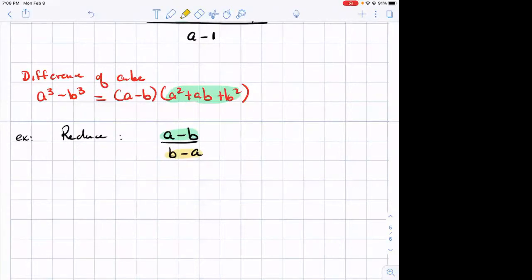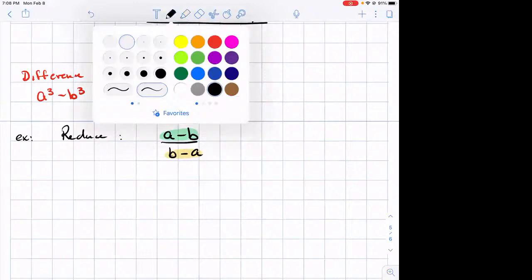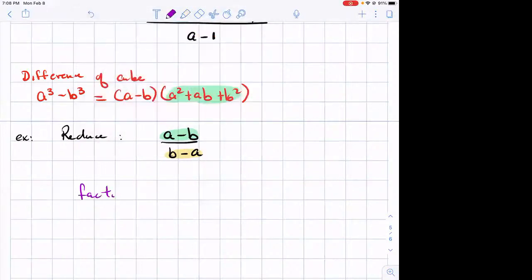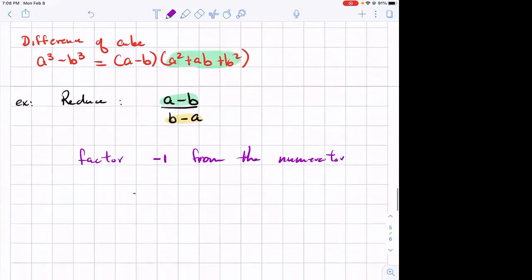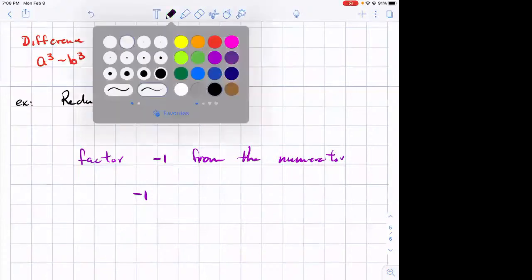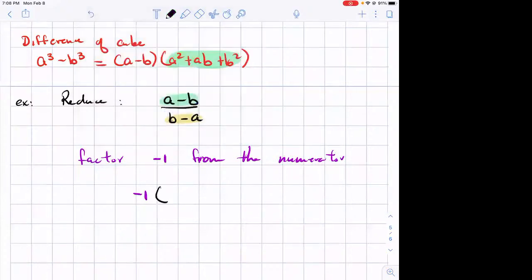But you will see that if we factor -1 from each term in the numerator, this becomes -1, but then in parentheses, we will have minus A plus B. And the denominator will still be B minus A.